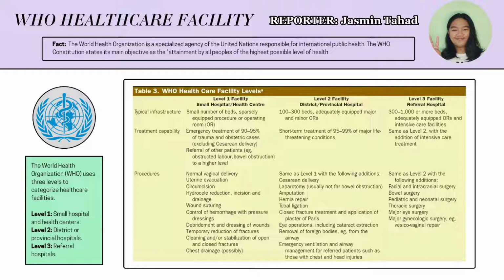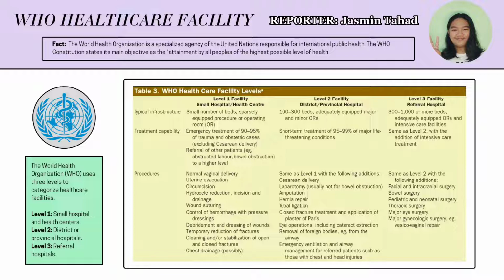Now, let's go on to the treatment capabilities of each level of facility. For level 1, emergency treatment of 90 to 95% of trauma and obstetric cases, excluding cesarean delivery. Referral of other patients to a higher level of facility. Level 2, short-term treatment of 95 to 99% of major life-threatening conditions. And for level 3, same as level 2 with the addition of intensive care treatment.